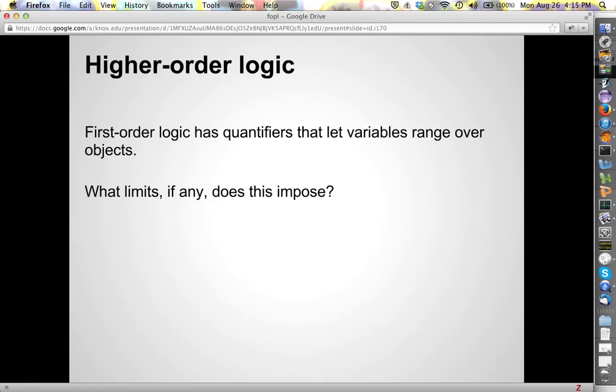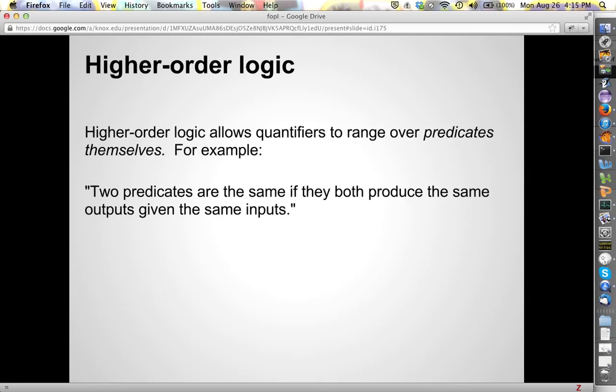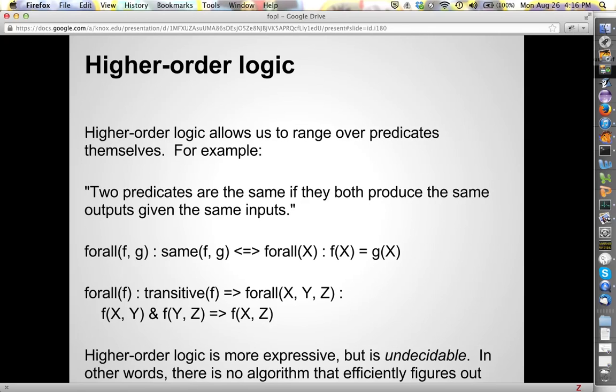Higher order logic. In first order logic, we have quantifiers that let variables range over objects. So there's two major limits that we're going to talk about. Higher order logic lets things range over the predicates themselves. So we might want to say two predicates are the same if they both produce the same output given the same inputs. So this might look something like this.